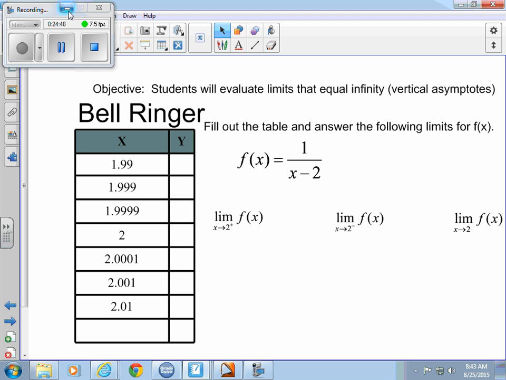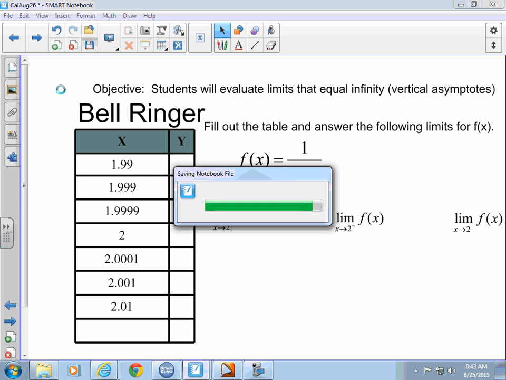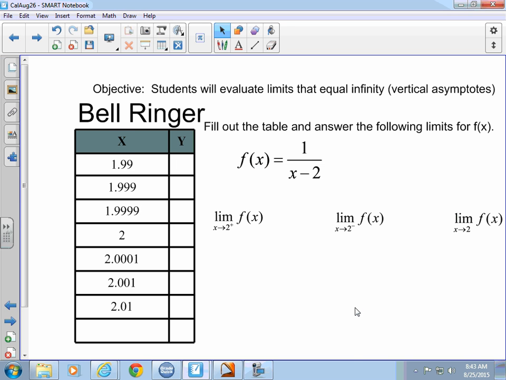Every year when I open this slideshow back up, it changes it, it rounds it to 2.